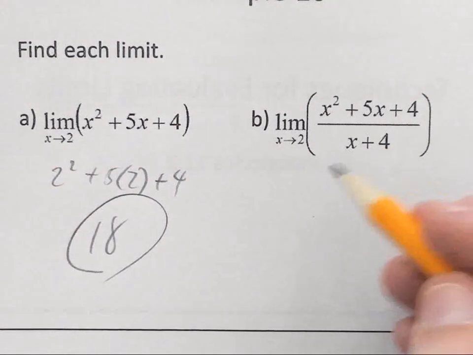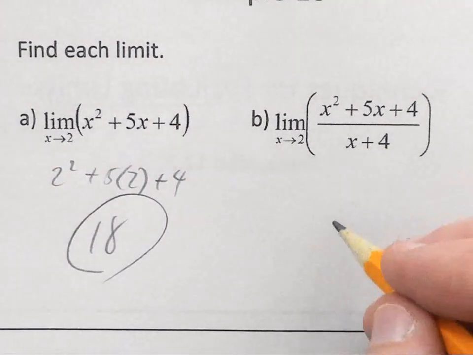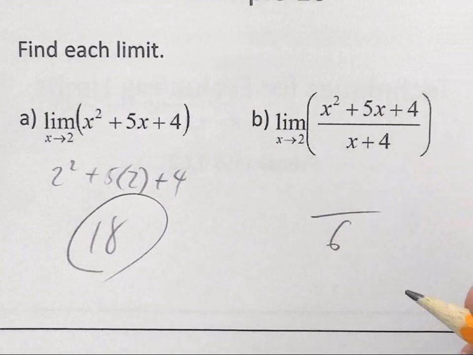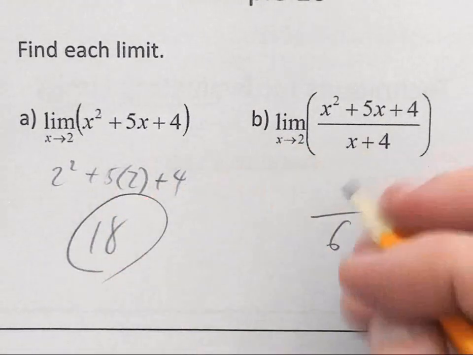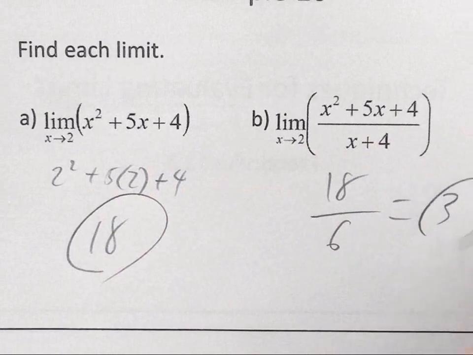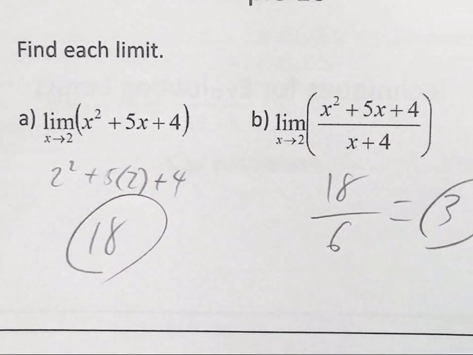What about the next one? Yeah, plugging in 2 on the bottom is not going to be a problem because it's not going to give me 0. What does it give me on the bottom? What do I have on top? 18. It's the same as the problem we just did. So in other words, your limit is 3. Questions on any of it?